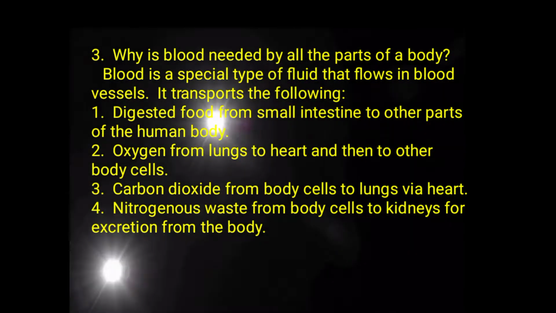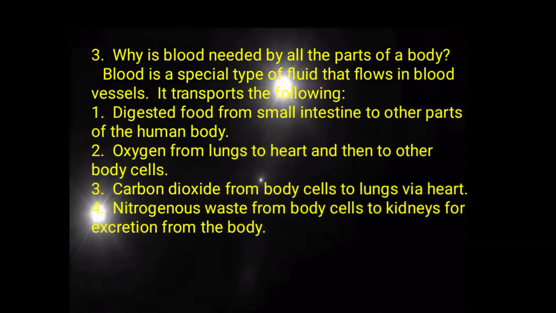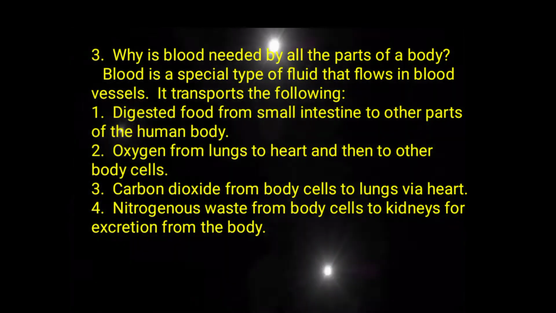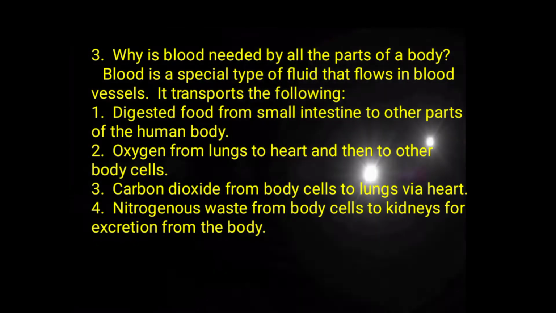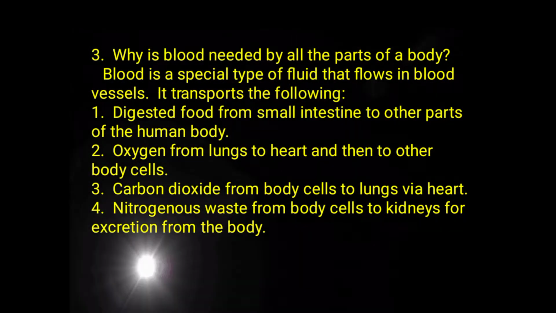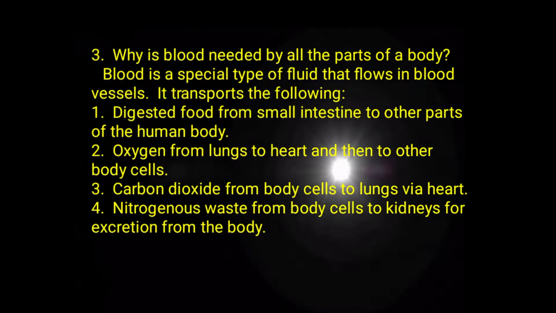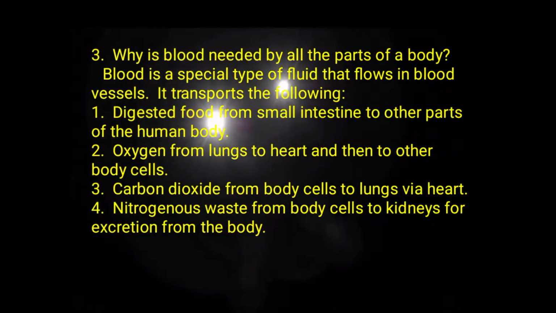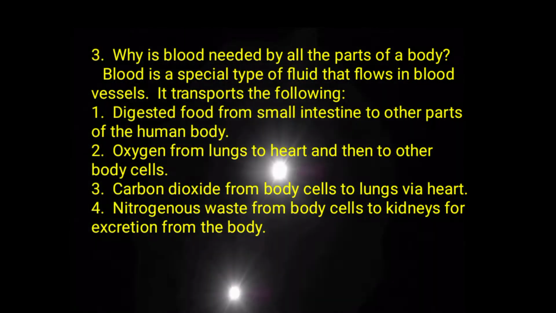And the fourth point is nitrogenous waste from body cells to the kidney for excretion from the body. So blood also carries nitrogenous waste. Nitrogenous waste refers to urea, ammonia, creatinine and all those things which are purified in the kidney, and we get rid of them in the form of urine, right? Those things are also carried by the blood. Fine. Now let us move to the next question.